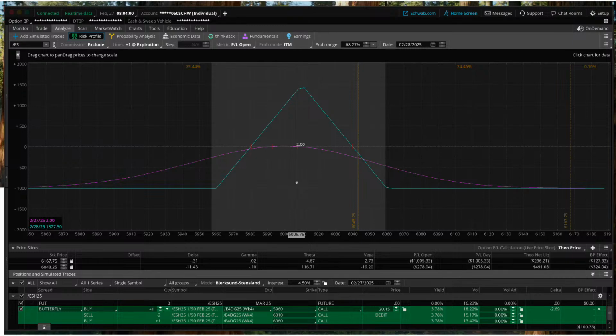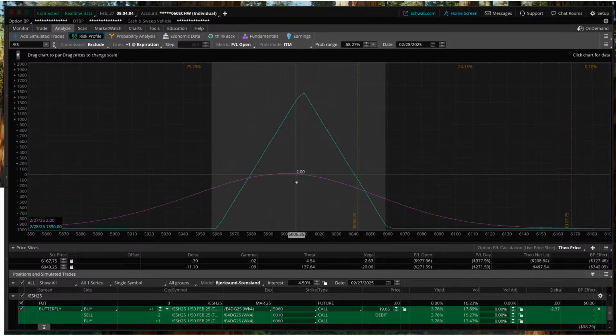But it is really the only strategy where we put on a stop.